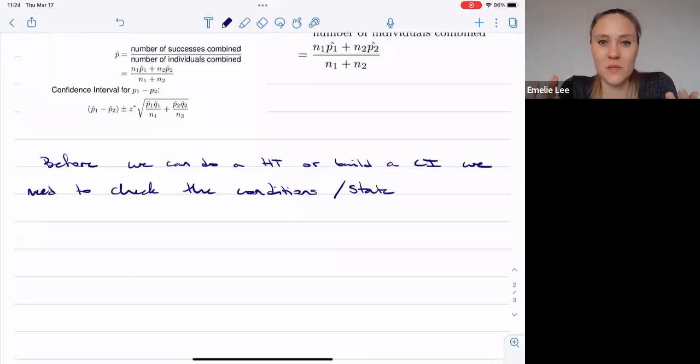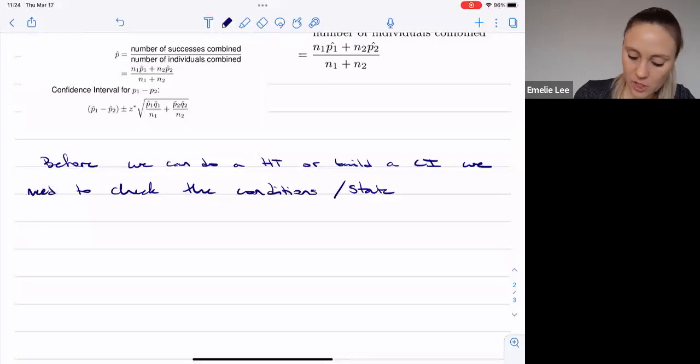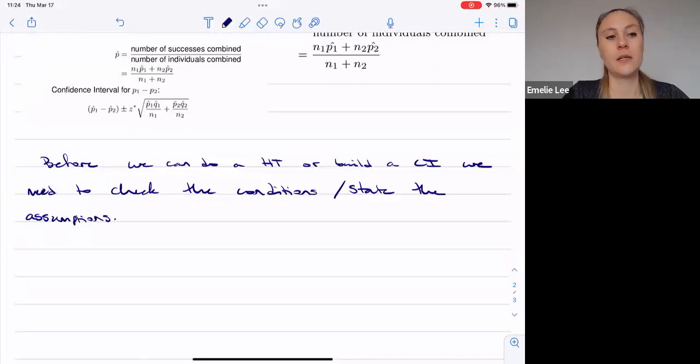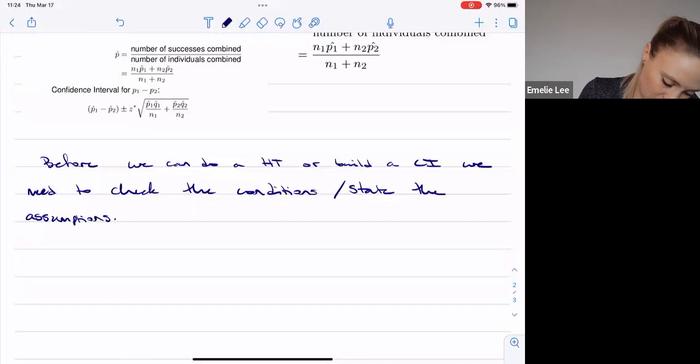If it's not said explicitly in the question that the sample was randomly selected, for example, I have to assume that it was randomly selected. So I have to say that that's what I'm assuming. Okay, so then we need to check the conditions / state the assumptions. And in the 2 sample proportion case, we have to check it for both samples.